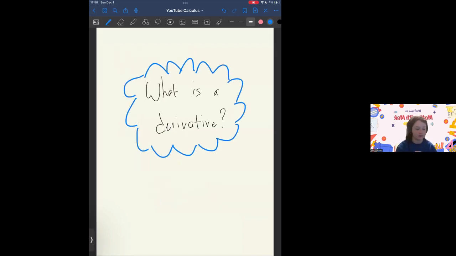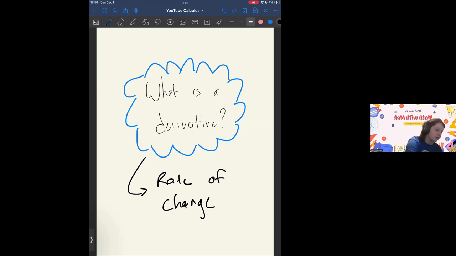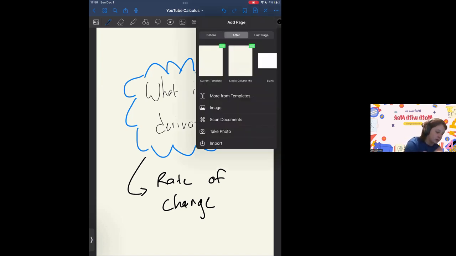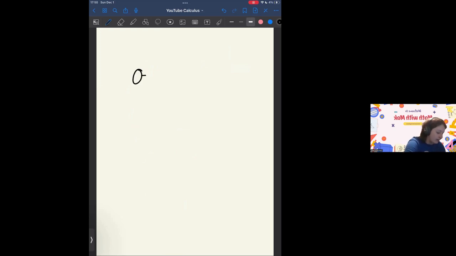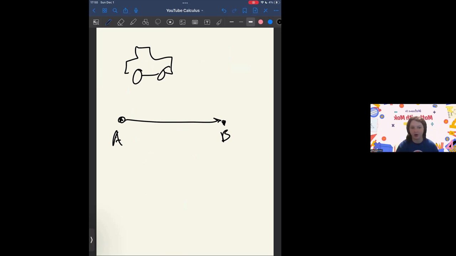What is a derivative? You might have heard it described as a rate of change. Now, what does that mean? Think of it like this. Let's say I have a car, right? I know I'm not necessarily an artist. And I move from spot A to spot B. This is a change in my position. All I've done is driven from A to B.